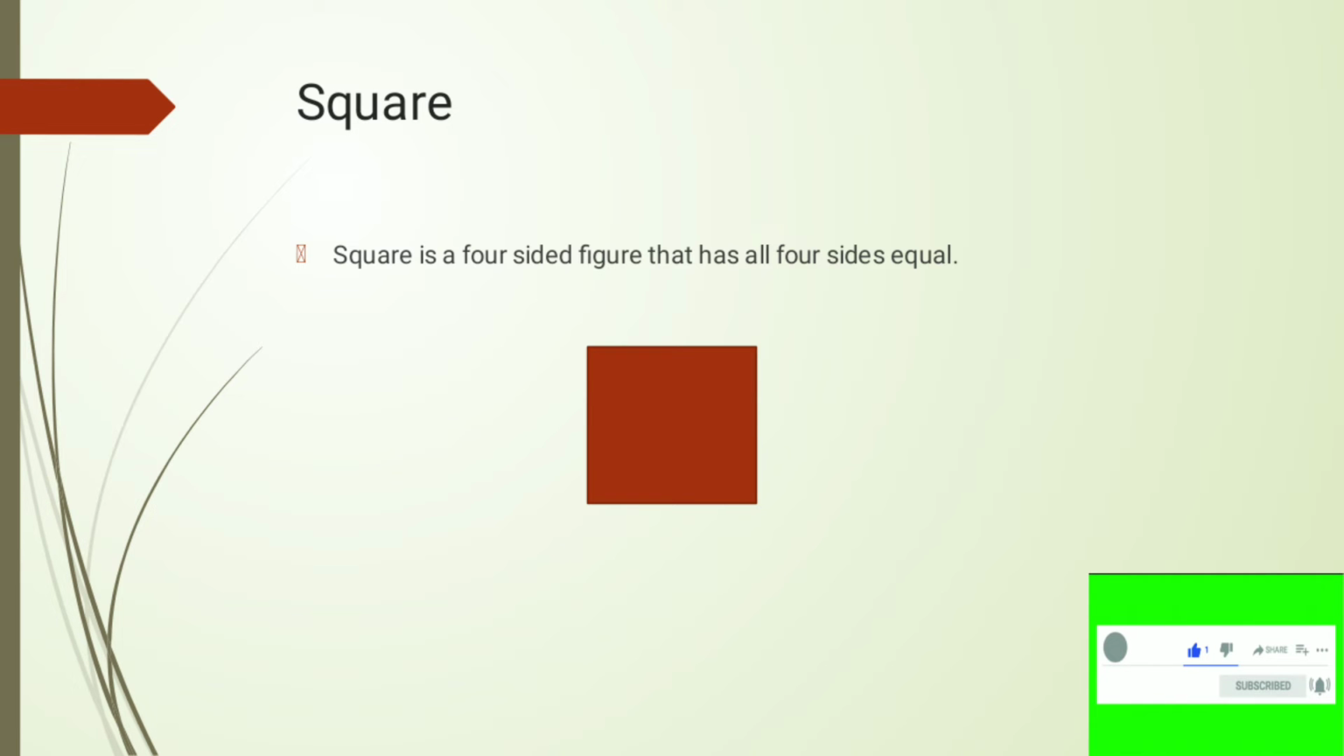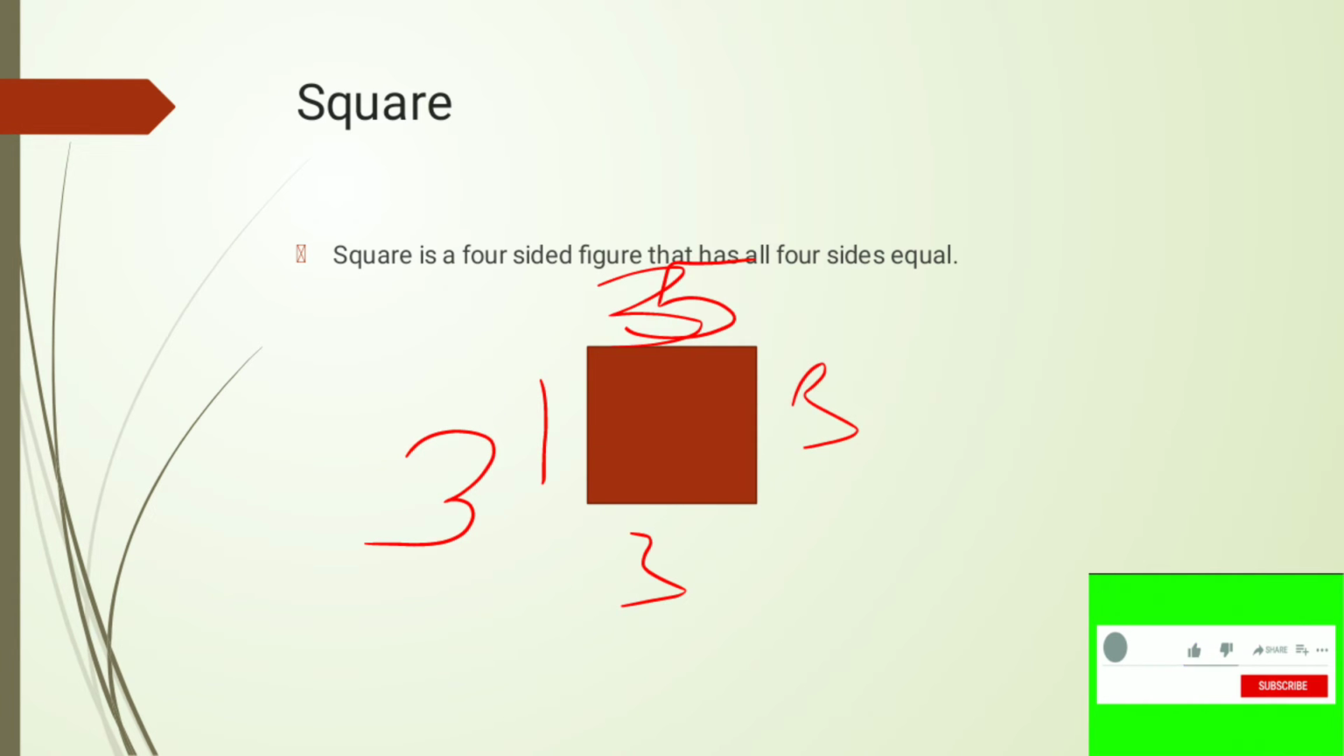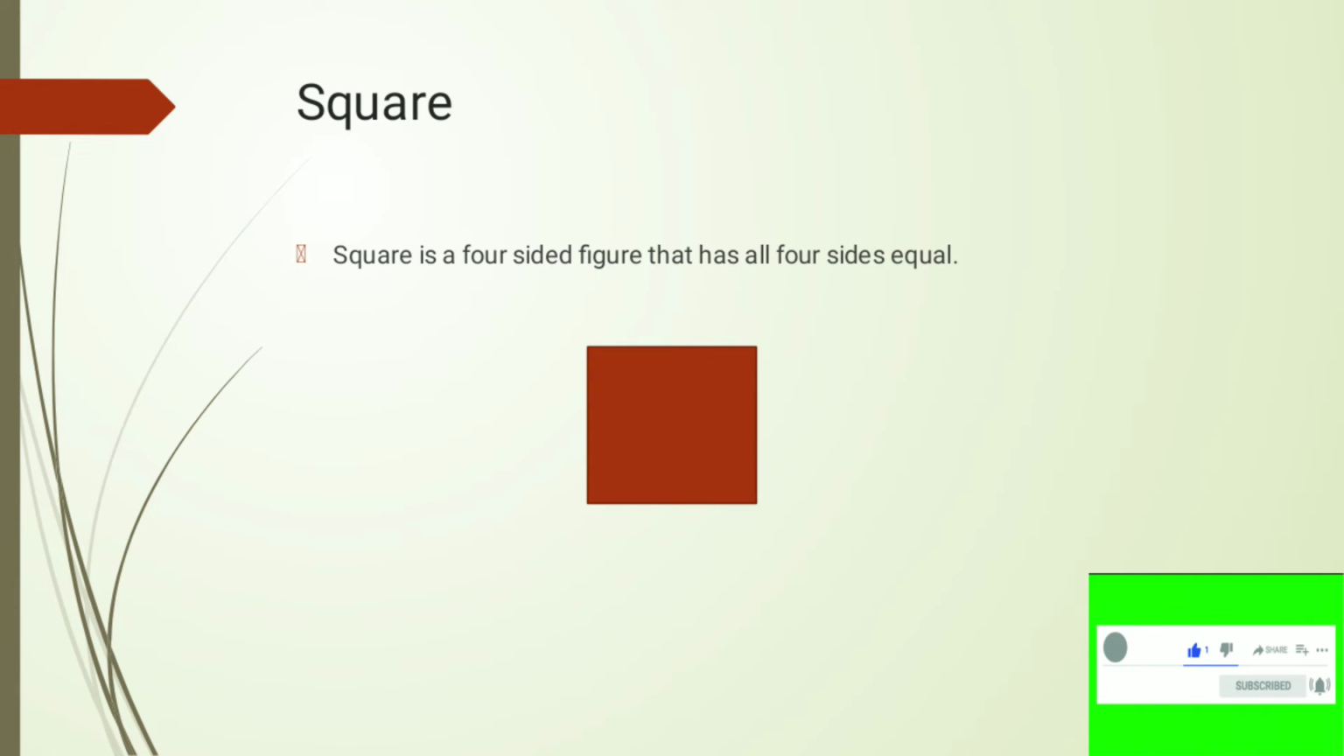A square is a four-sided figure that stands upright and straight and has all its 4 sides equal. Okay, so 4 sides equal means what? See, suppose this side is 3 centimeters, then this will also be 3 centimeters. This will also be 3 centimeters and this also will be 3 centimeters. So each and every line segment of the square is equal.